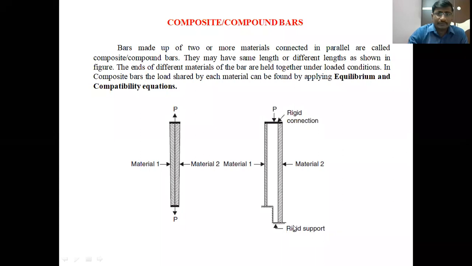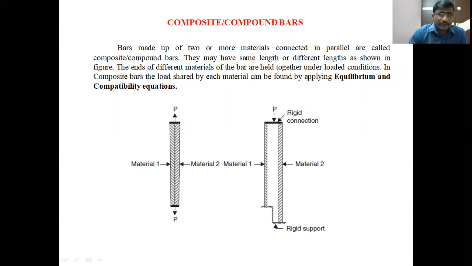So what is a composite bar? A composite bar is made up of two or more materials connected in parallel, called composite or compound bars. The two or more members are connected in parallel and the ends are held together under load conditions. They may have different lengths and different materials.